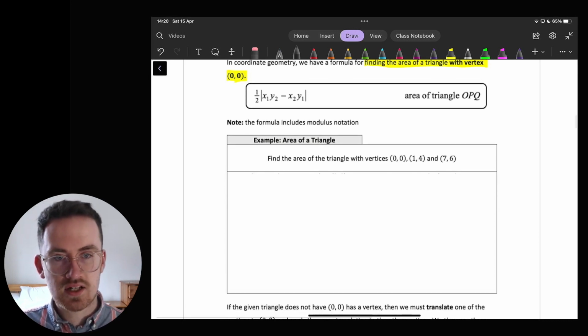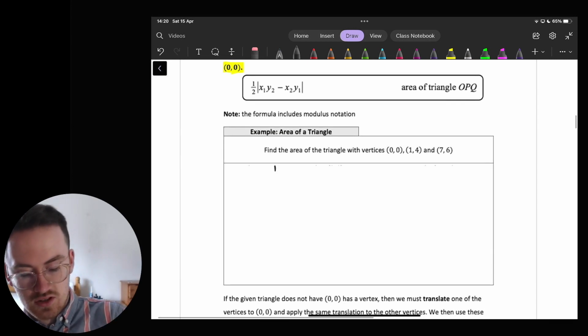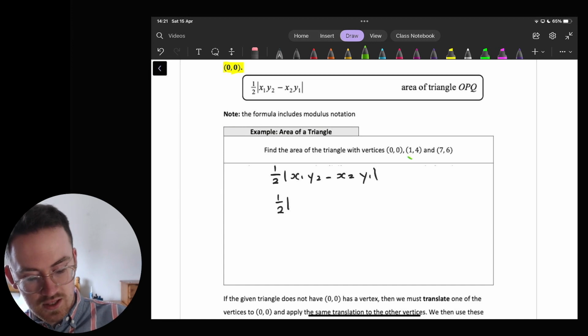And as noted there, it includes modulus notation. So if we're finding the area of this triangle here, we'll just put down our formula. Like I said before, it's just good practice to write down the formula for ourselves. Then we can sub in our points. I'm going to color code these a bit so we can keep it clear. So this is x1, y1, make this x2, y2. So here I'm going to have 1 by 6 minus x2, which is 7, by y1, which is 4.